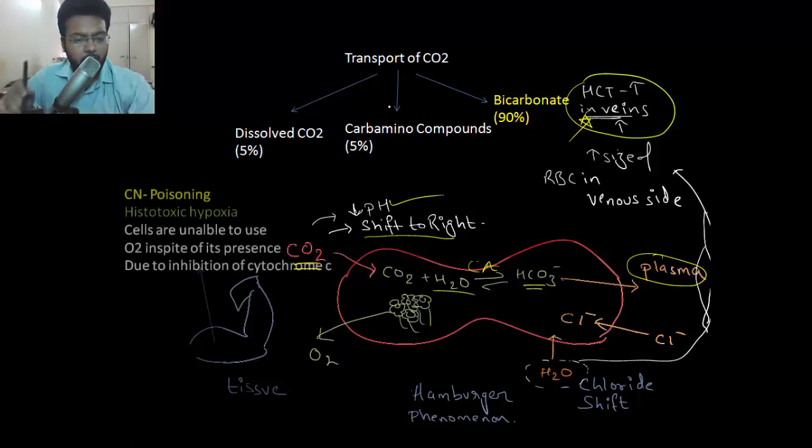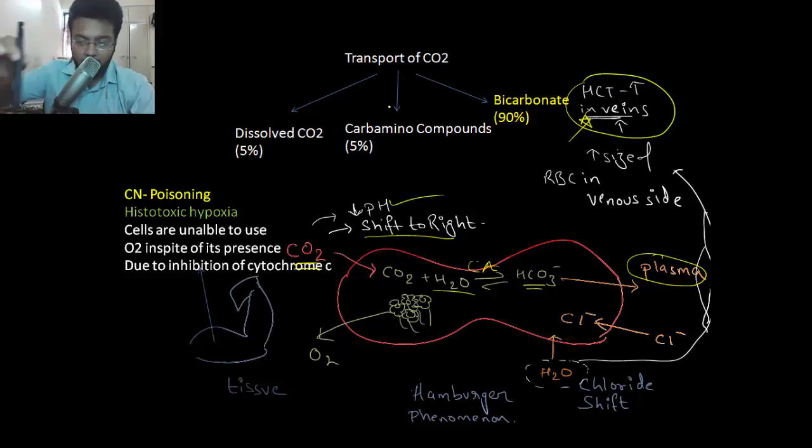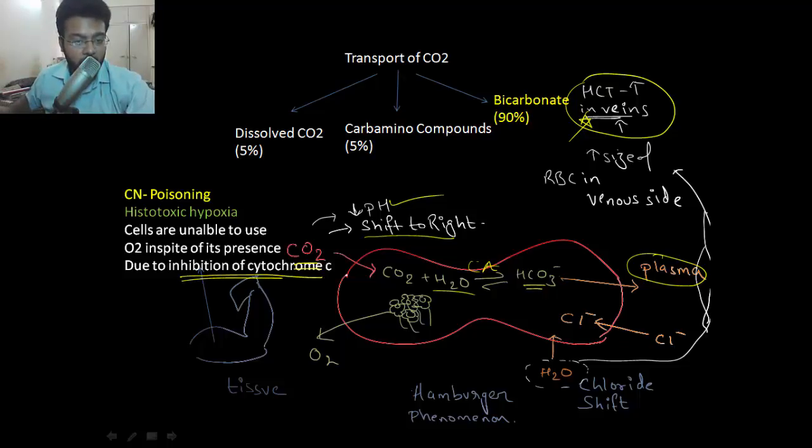What happens in cyanide poisoning? The tissue cannot utilize oxygen despite an ample amount of oxygen present in the surroundings. Cyanide inhibits cytochrome C of the mitochondria, so cells cannot utilize oxygen despite it being present in the surroundings. Therefore, it is also called histotoxic hypoxia.